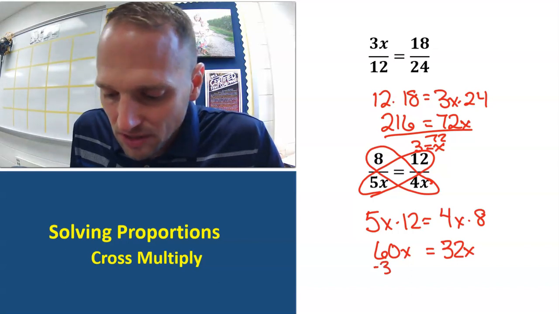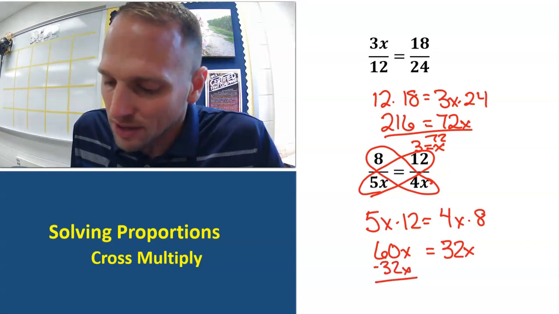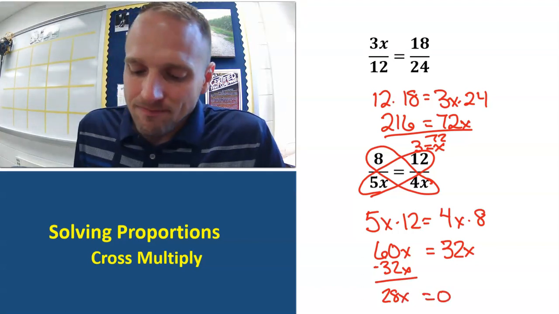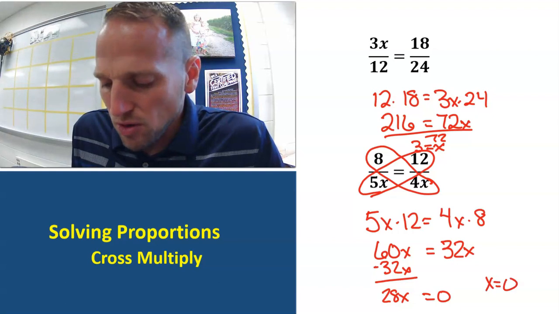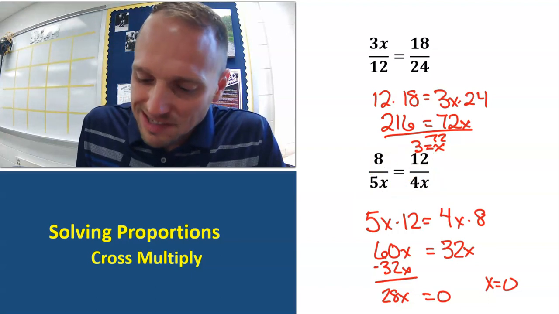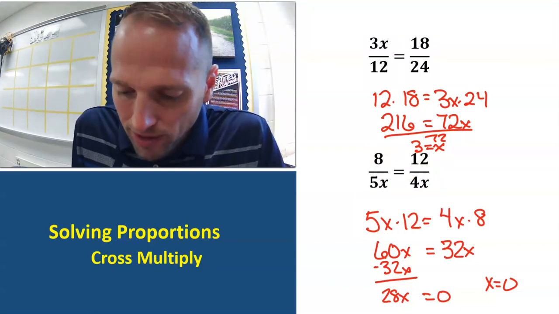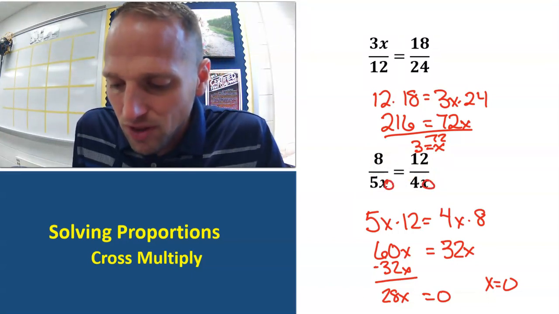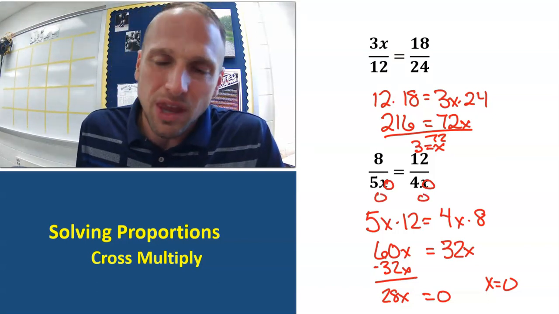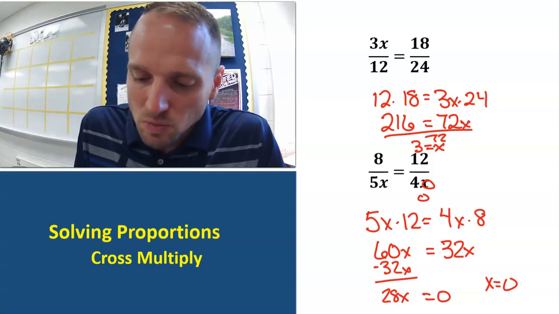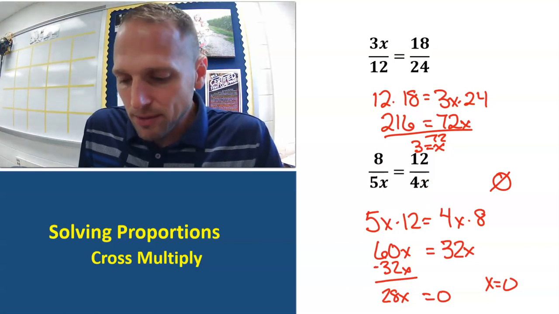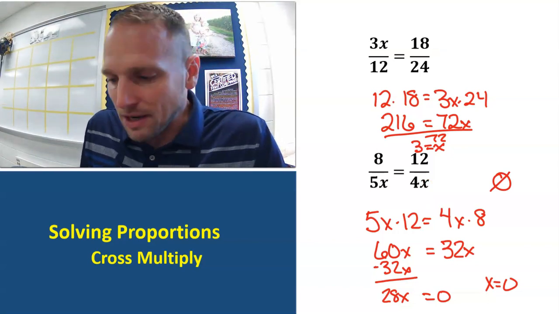If we solve this, subtract the 32x over, 28x equals 0. That's just going to be x equals 0. And normally x equals 0 would be an okay answer, but here in this problem, it's going to be no good, because if we put a 0 in for the x, 5 times 0 is 0, 4 times 0 is 0, and we can't divide a number by 0. So this one is actually going to be an interesting one where there is no solution. Absolutely nothing that we put in for x is going to work.